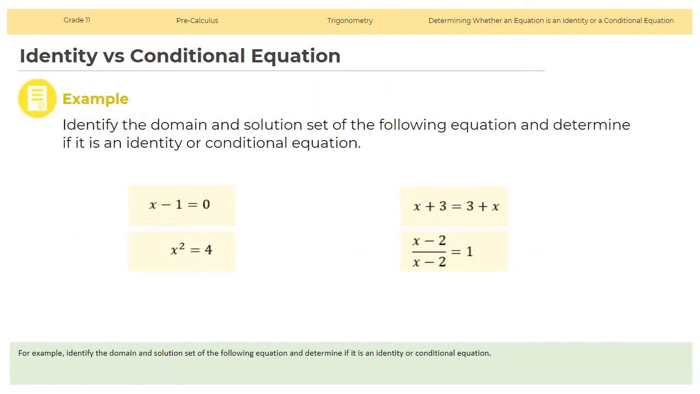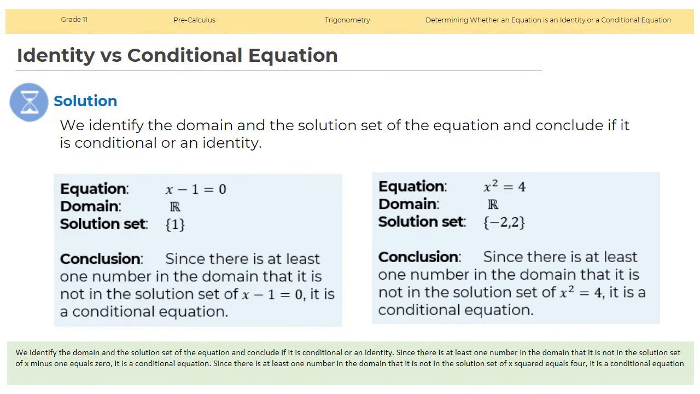For example, identify the domain and the solution set of the following equations and determine if each is an identity or a conditional equation. So we have x minus 1 equals 0, x squared equals 4, x plus 3 equals 3 plus x, and x minus 2 all over x minus 2 equals 1. We identify the domain and the solution set of the equation and conclude if it is conditional or an identity.